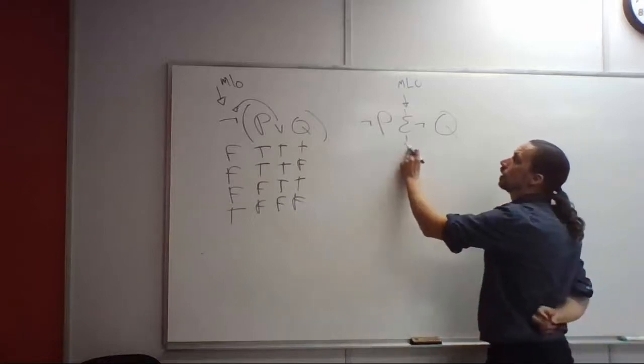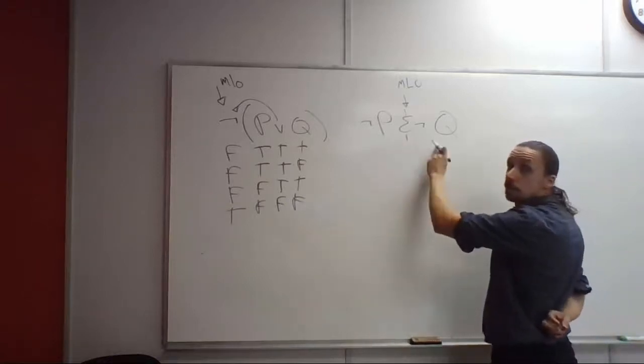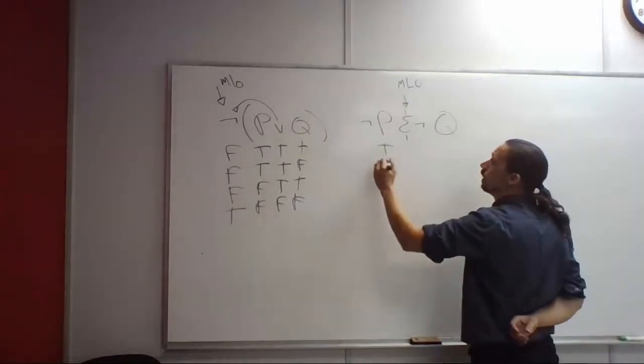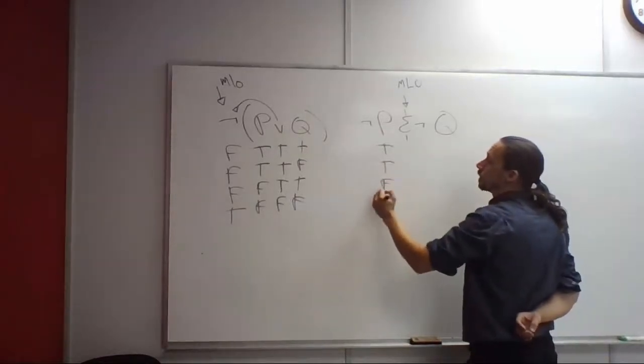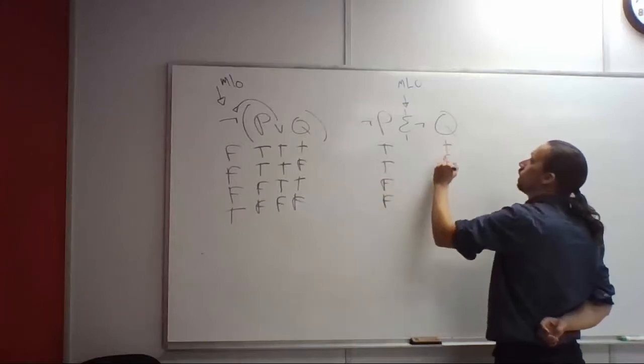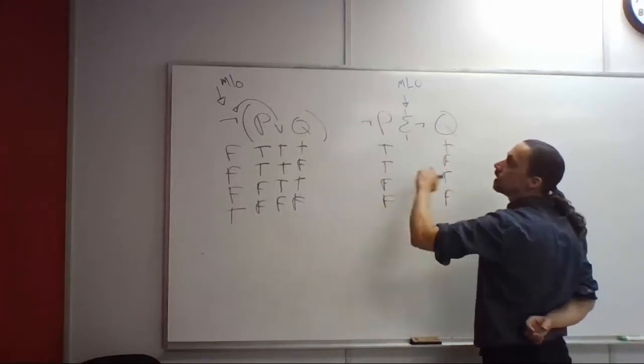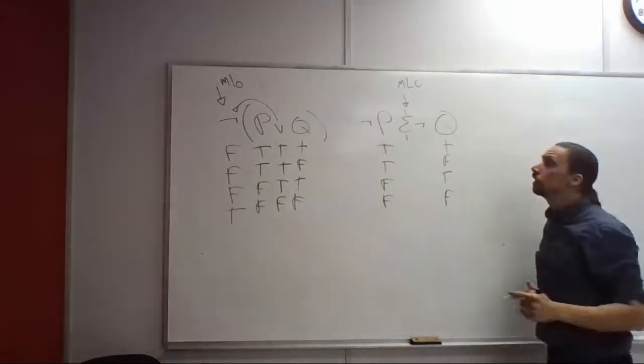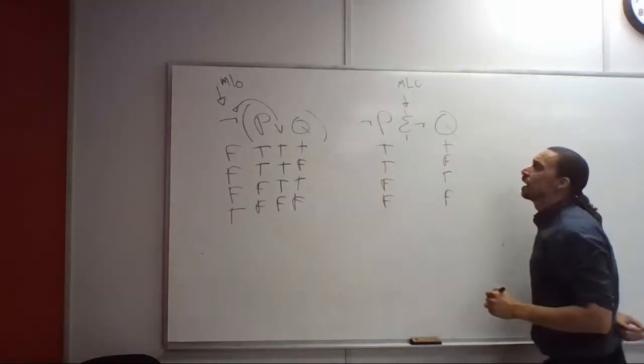The main logical operator is here, so we have to again work from the most basic parts, which are going to be the sentence letters. We're going to do the same thing: true, true, false, false. True, false, true, false. This is important so that we keep consistency across our two statements when checking for equivalence. Now, what's the next step?